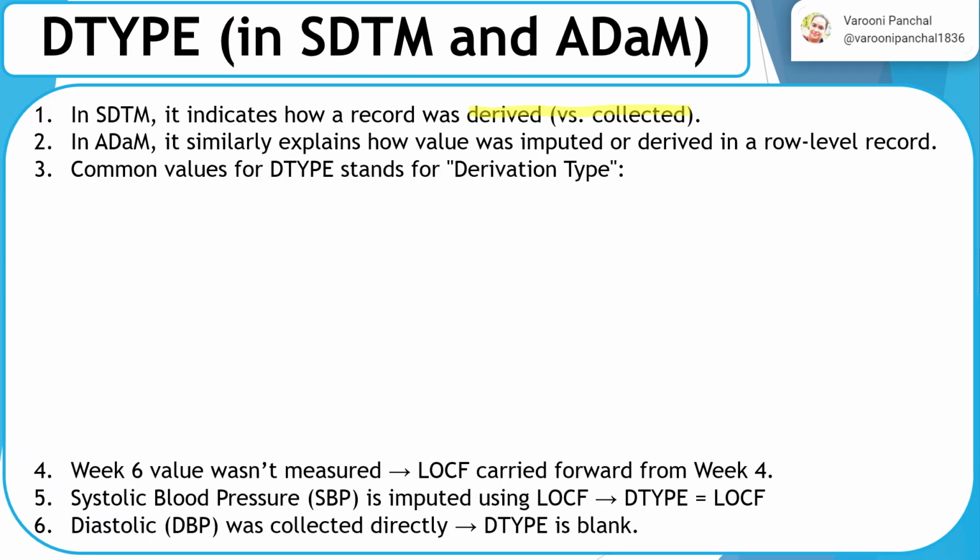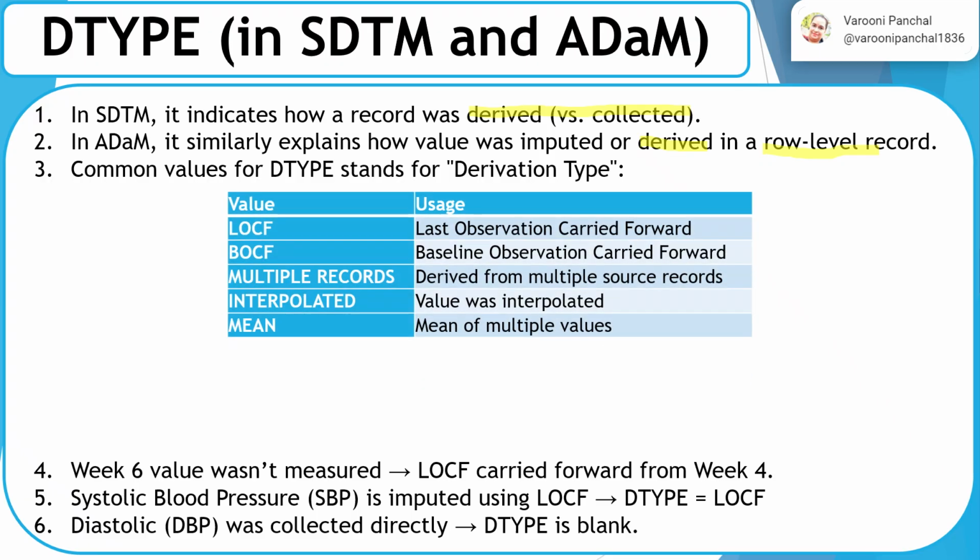Now in ADaM it similarly explains how a value was imputed or derived in a row level record. D type stands for derivation type. Here LOCF is there, BOCF, the baseline observation carried forward, then multiple records, interpolated, and the mean. For example, if a particular value is missing, I will take the mean of a specific bunch of data and replace the missing value with the mean of multiple values. Likewise we have last observation carried forward, baseline observation carried forward, derived records and value for interpolated.